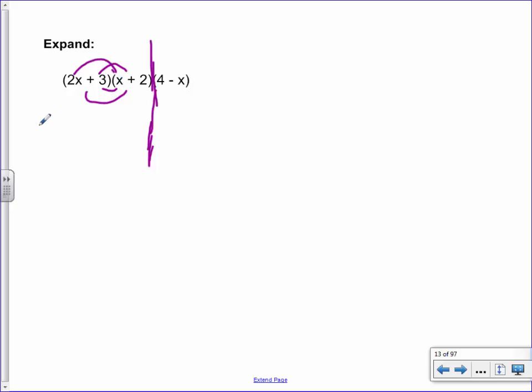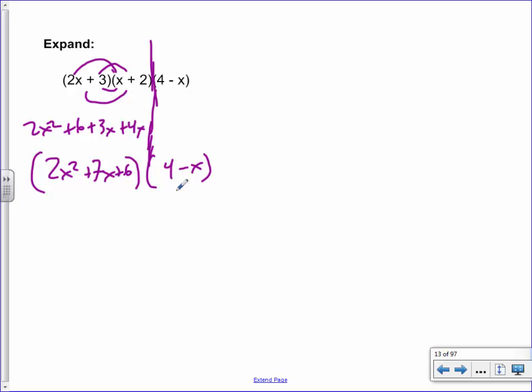So 2x times x will give you 2x squared. So you're going to have a 6 in there. You're going to have a 3x. What did I miss? 4x. So just FOIL just this stuff here first, right? And then put it together. So let's make it 2x squared plus 7x plus 6. And then we can FOIL that into the next stuff.